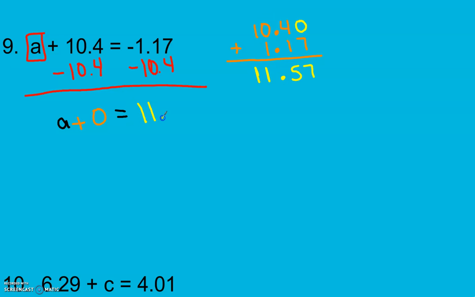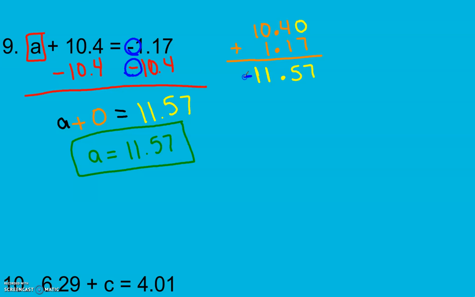So I get 11.57. And anything plus 0 is itself. So I get a equals 11.57. And we have to look back at our signs here. They are both negative, so my answer is going to be negative.